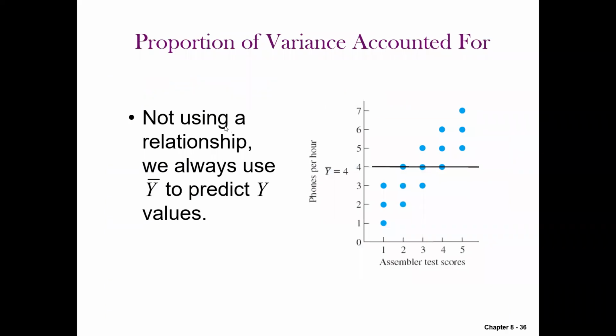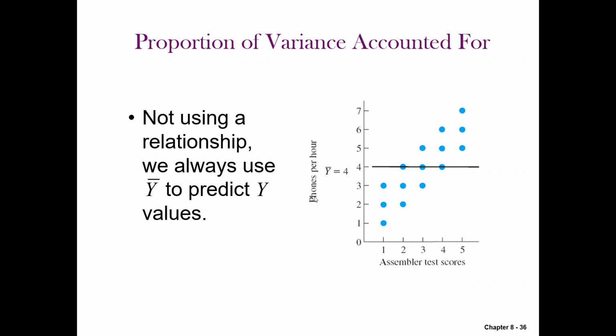So, proportion of variance accounted for. Not using a relationship, as I said, we always use the mean of y to predict y values. And this is from your textbook. I like this little graph. So phones per hour, right? Here the mean of y is 4. So if all we have to predict how many phones per hour is the mean, then we'd predict the mean.